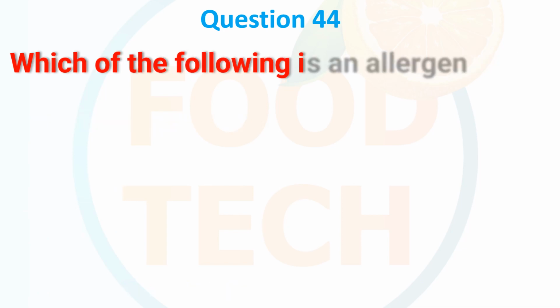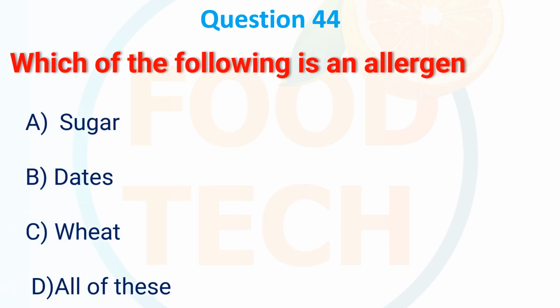Which of the following is an allergen? A. Sugar. B. Date. C. Wheat. D. All of these. The answer is C. Wheat.